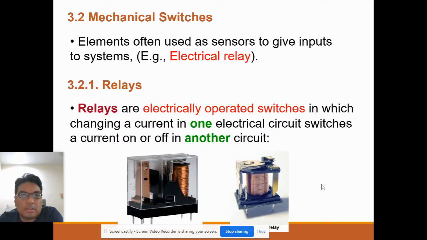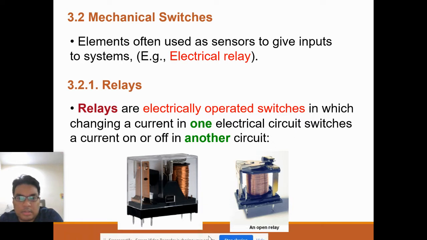The first one is the mechanical switch. What is a mechanical switch for? In general, it is an element often used as a sensor, to give inputs to the system. For example, the electrical relay. A relay is actually an electrically operated switch, which can change the current in one electrical circuit to switch current on or off in another circuit. It is basically a controlling switch.